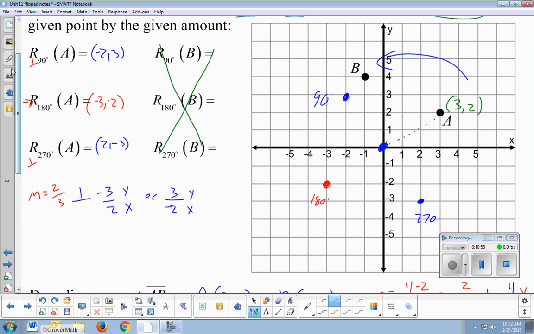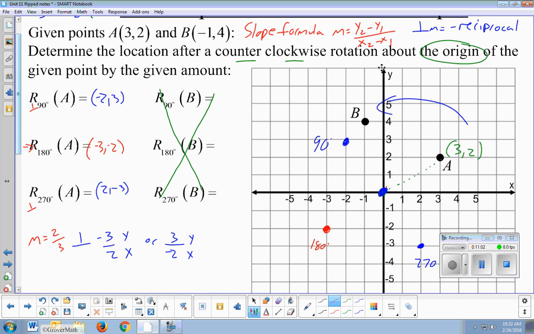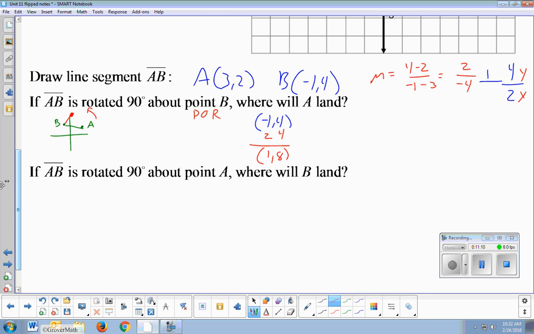And you see, if I were to connect these, 1, 8 is actually off the grid. It'd be somewhere up here, 1, 8. But that does look like it would be a 90-degree rotation. So I really think using that scrap graph is helpful here.